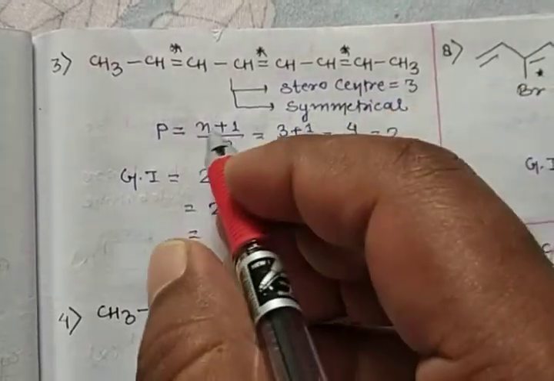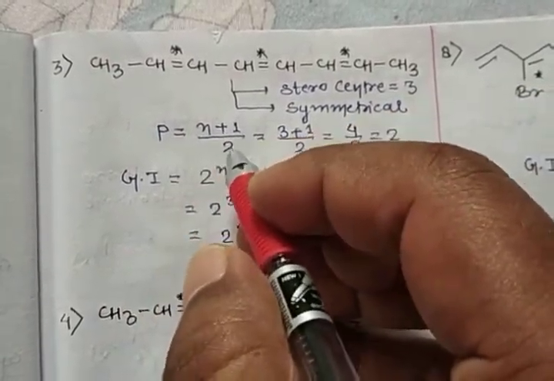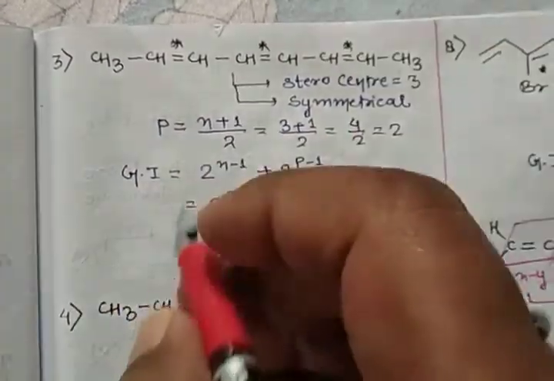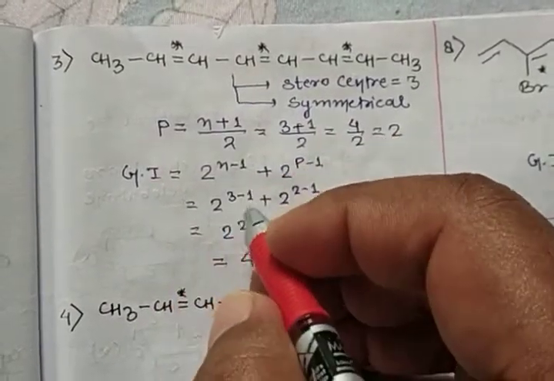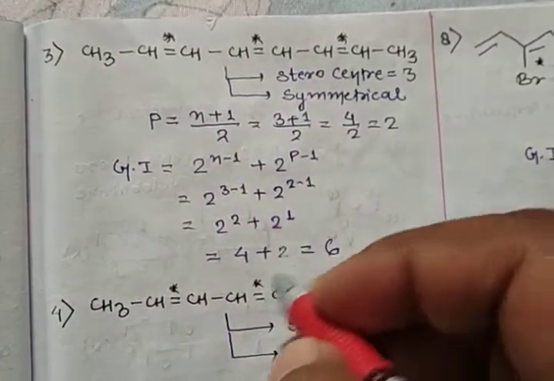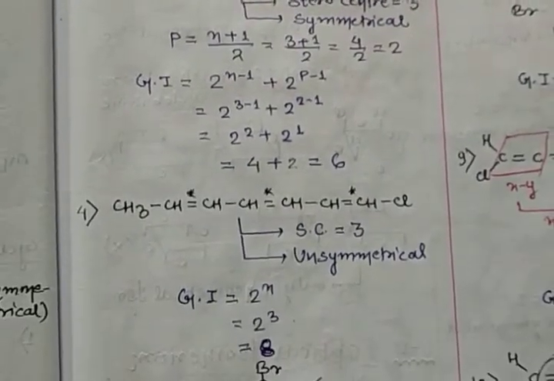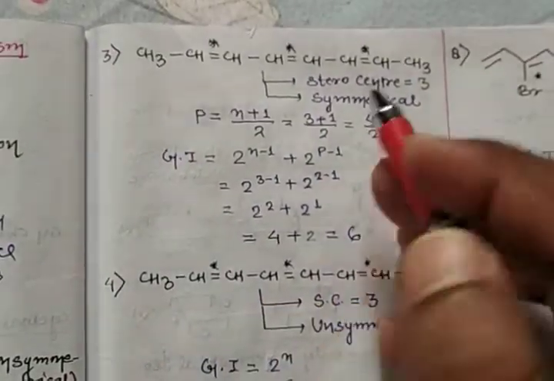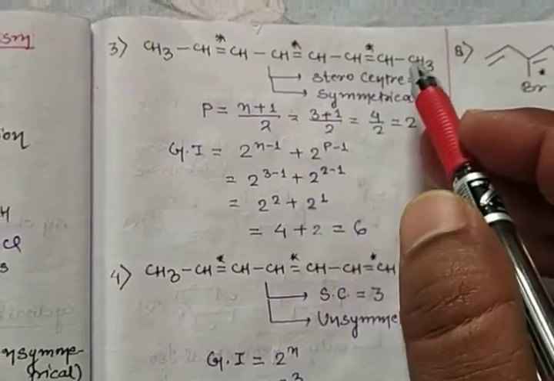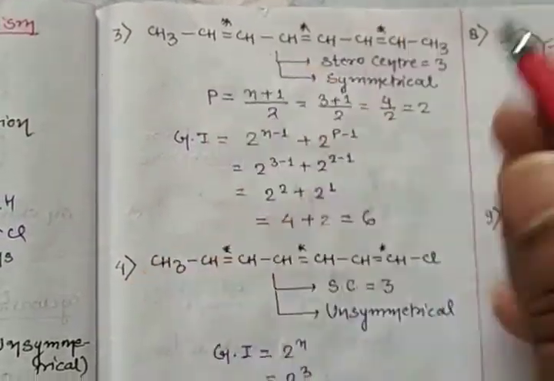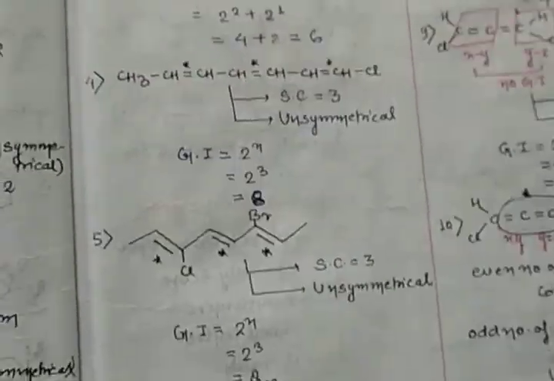For an odd number, P is n plus 1 by 2. So 3 plus 1 by 2 is 2. 2 to the power n is what? 3 minus 1, 2 to the power 2 and 2 to the power 1. It means 6. Clear? Okay, clear 100%? Look, 1 for cis and trans for this, cis and trans for this, cis and trans for this. It means total 6 structures.